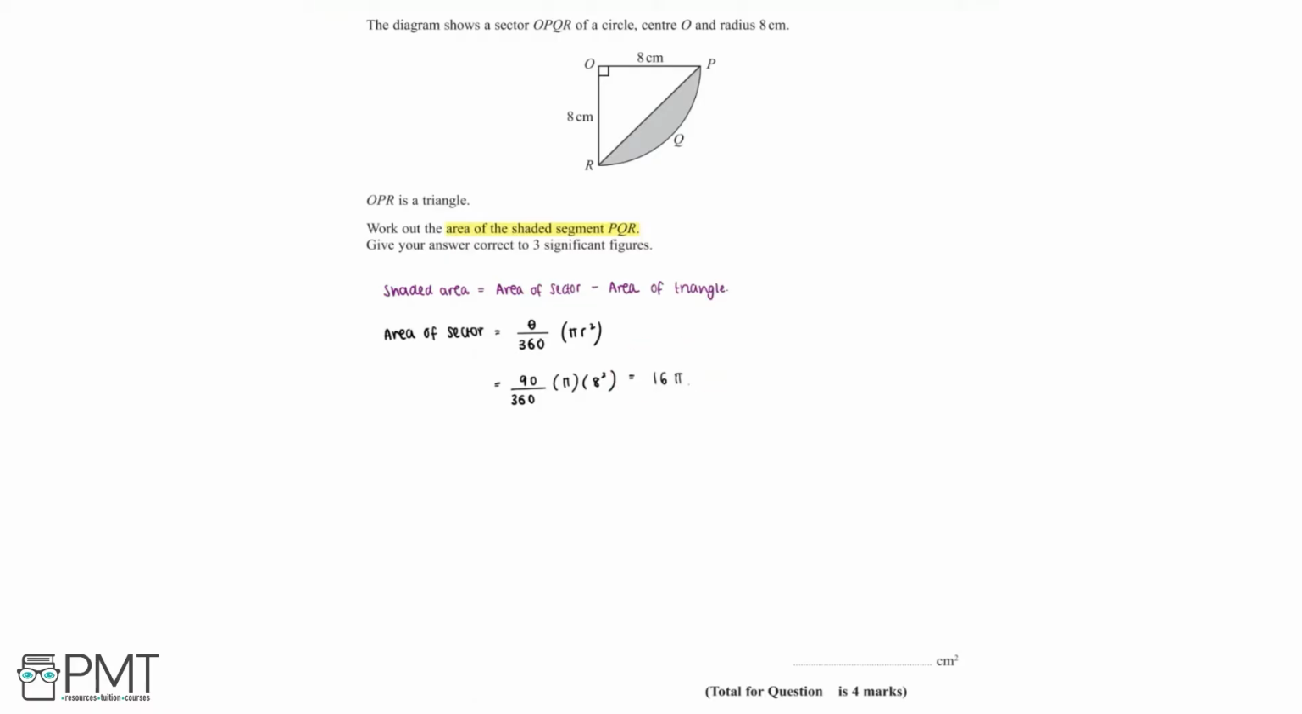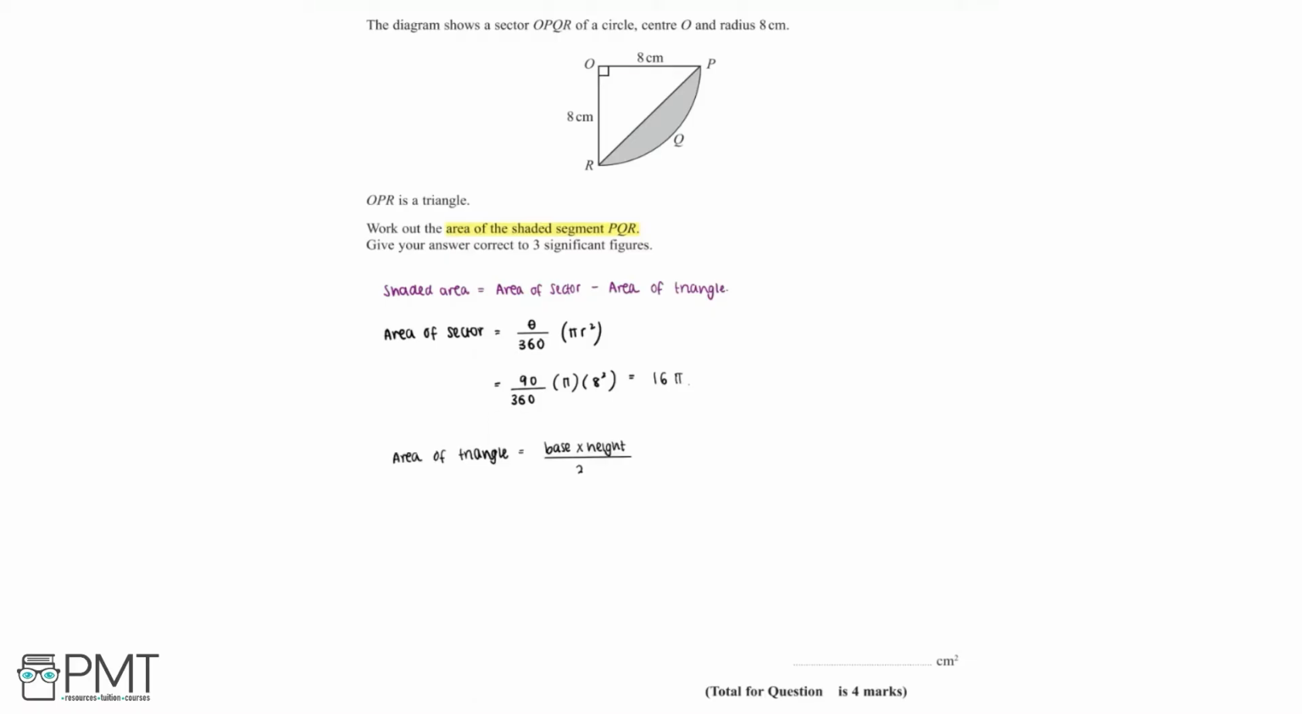And so for now, it's easier to leave our answer in terms of pi, and then we can round at the very end. Well, now that we found the area of the sector, we can find the area of the triangle OPR. We know that the formula for the area of a triangle is equal to the base multiplied by the height, all divided by 2.